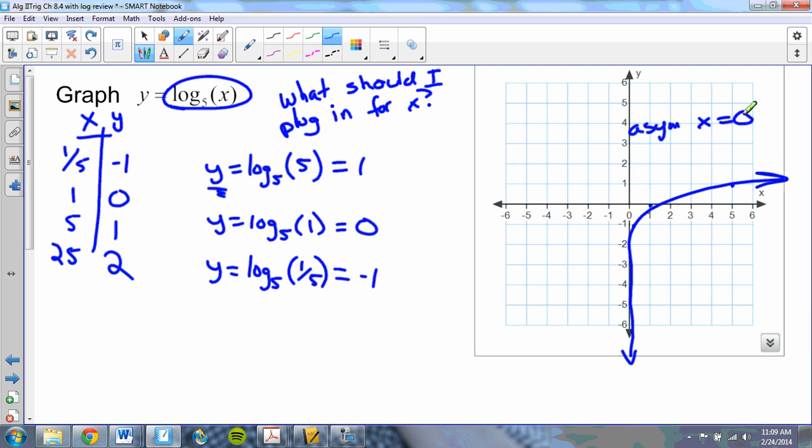Without graphing that, how would you be able to determine what the asymptote is? We'll see an example in a second where whatever's inside the parenthesis is what determines where the asymptote is. We'll do one more example so you'll see that. Okay. Let's go back to this question here. In general, what should we plug in for x? Powers of the base. Plug in powers of the base for x. 1/5, 1, 5, 25.